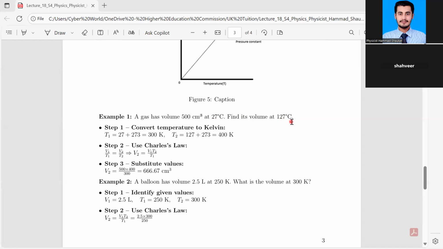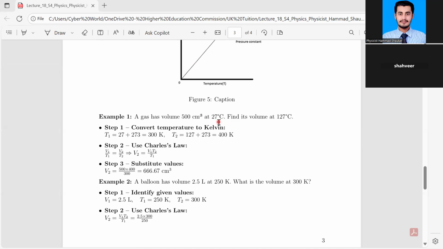Before solving this problem, can you tell me whether the temperature unit is perfect or not perfect? I think not perfect, because in the statement of Charles's law, it says you have to take temperature in kelvins. Right? So we have to convert this Celsius into kelvins. We know how to convert Celsius into kelvins.